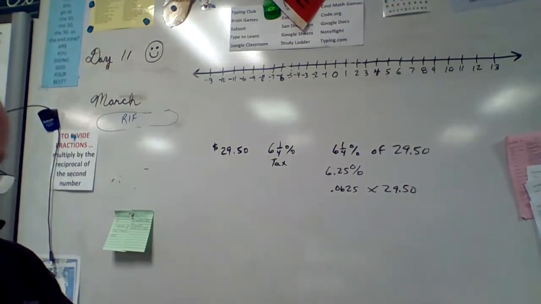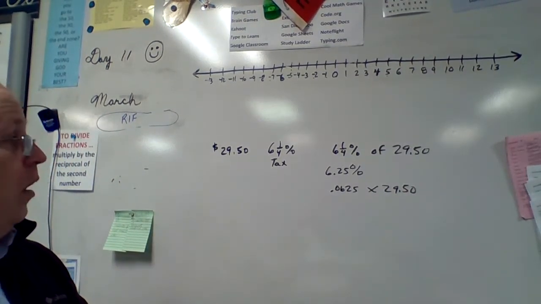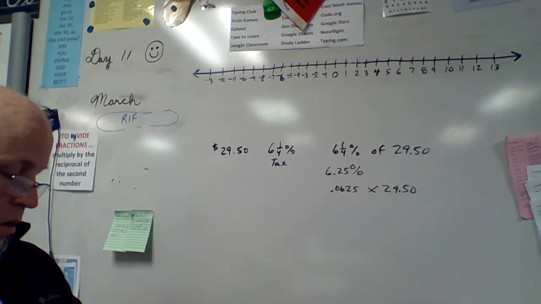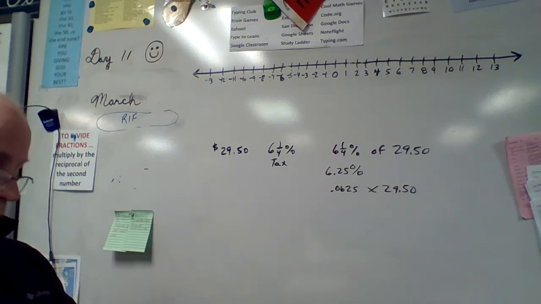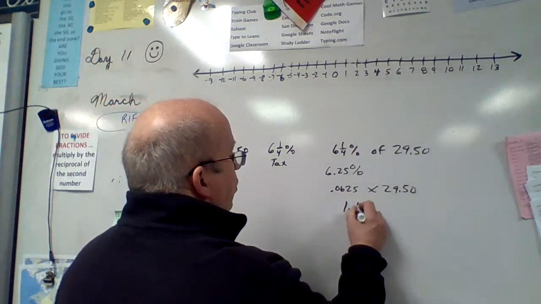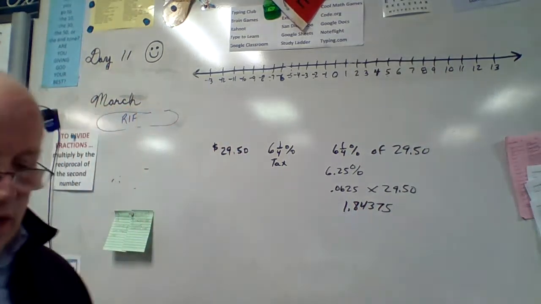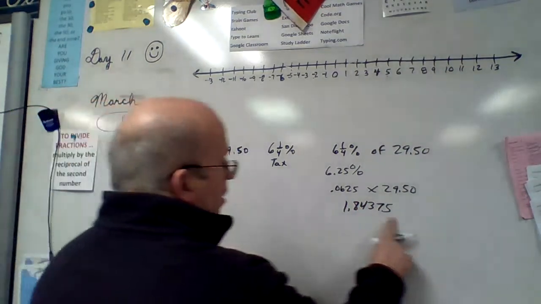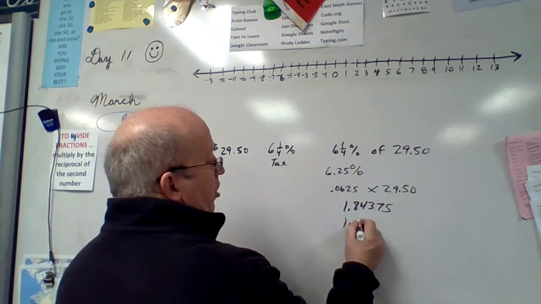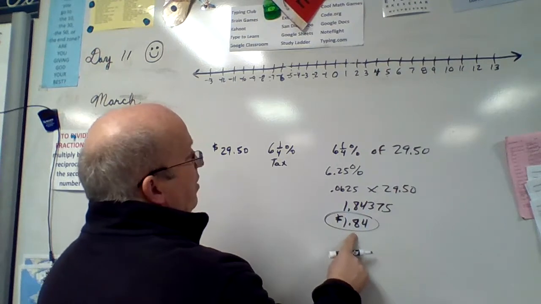Grab my calculator, because I can't do that one in my head very quickly. And I get this number, 1.84375. Now, money is not 5 decimal places, so I'm going to change this to an amount of money equal to $1.84, but that's not the answer.